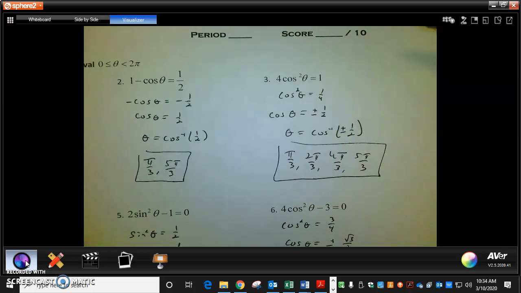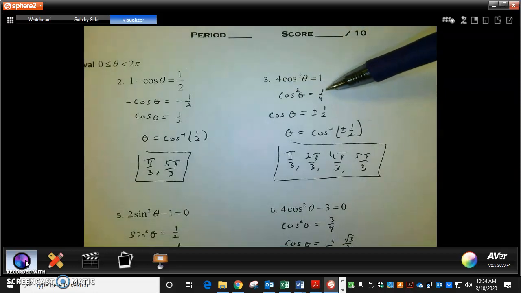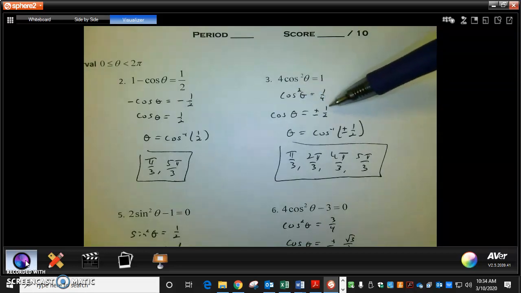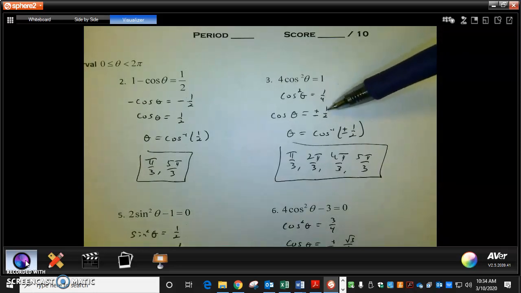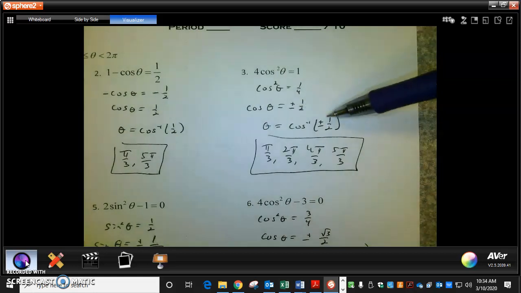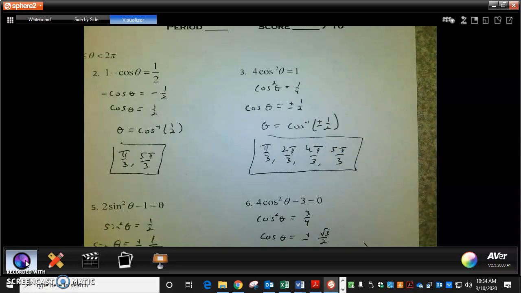Number 3, I divided by 4, which gave me 1/4. Now, that's not anything on our chart, but watch the next step. The next step is to take the square root of both sides. The square root of 1/4 is 1/2. Think of it, the square root of 4 is 2, so the square root of 1/4 would be 1/2, but it's positive and negative 1/2. So not only is 1/2 on our chart, but because I want positive and negative, I want all 4 angles that have a cosine value of 1/2, both positive and negative. And so that one had 4 answers.